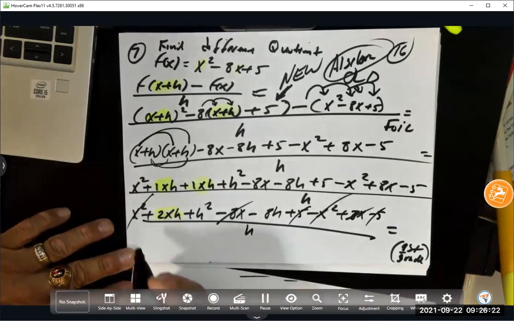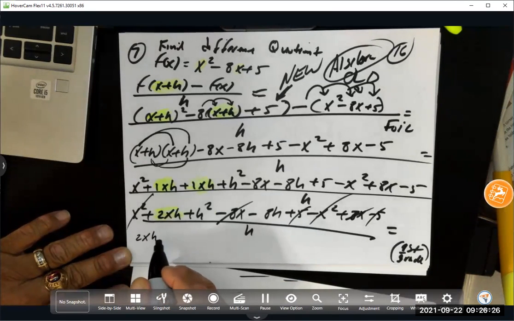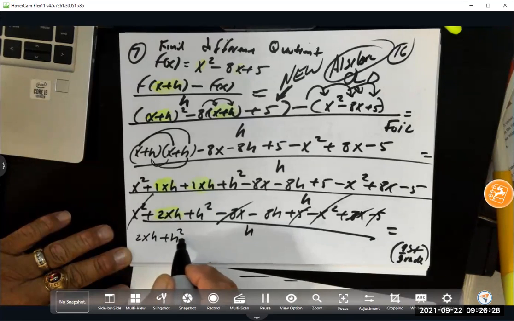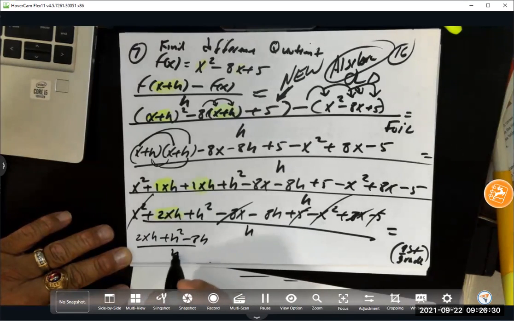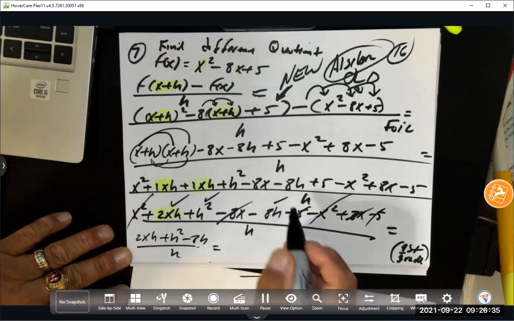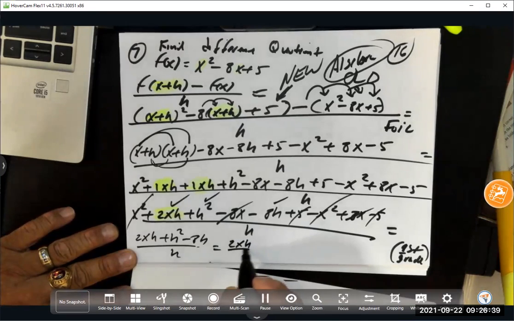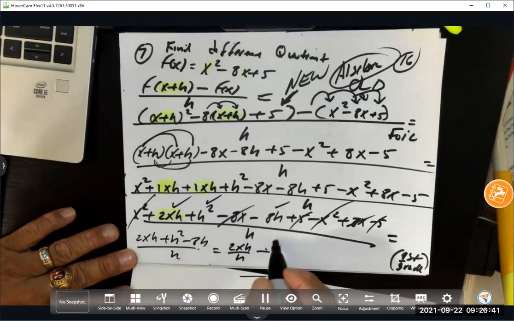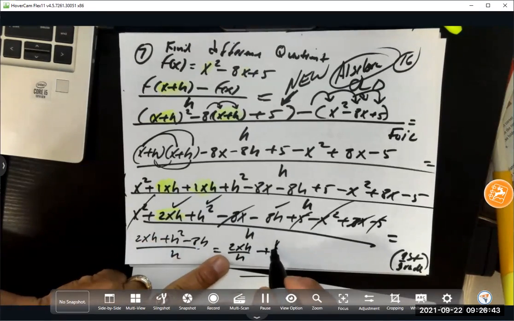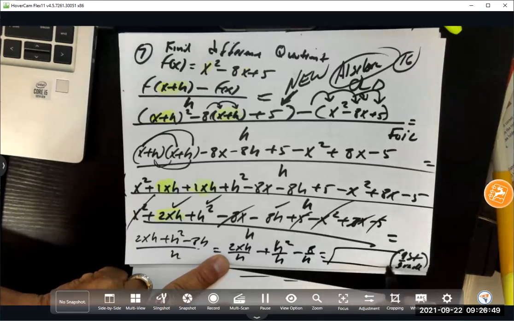So now what I see left over is this. I see 2xh plus h squared minus 8h over h, right? Is that what I see? This one, this one's left over, that one and that one. And if I do them into fractions, 2xh over h plus h squared over h minus 8h over h. I bet you I can reduce this to something.